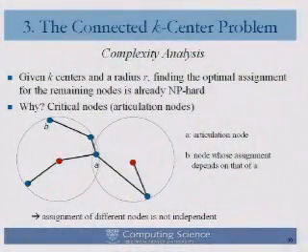Now, this was the abstract proof. There's also some way of intuitively illustrating the hardness of the problem. Given k centers and the radius r, even in this situation, when we have already certain k centers and a given radius, finding the optimal assignment for the remaining nodes is already NP-hard. This can be seen easily from the following example.